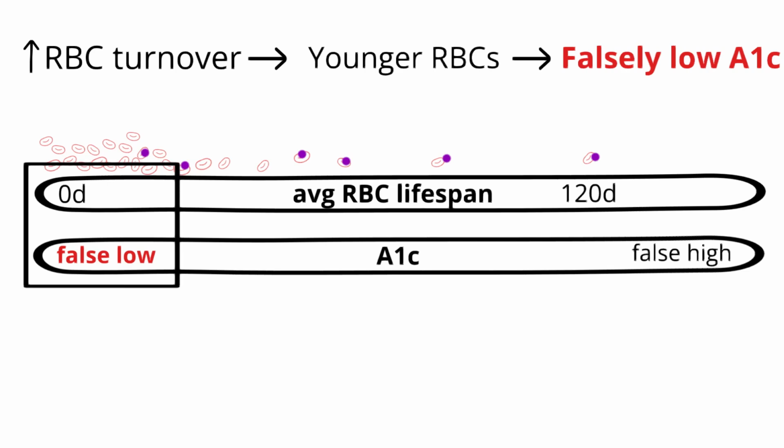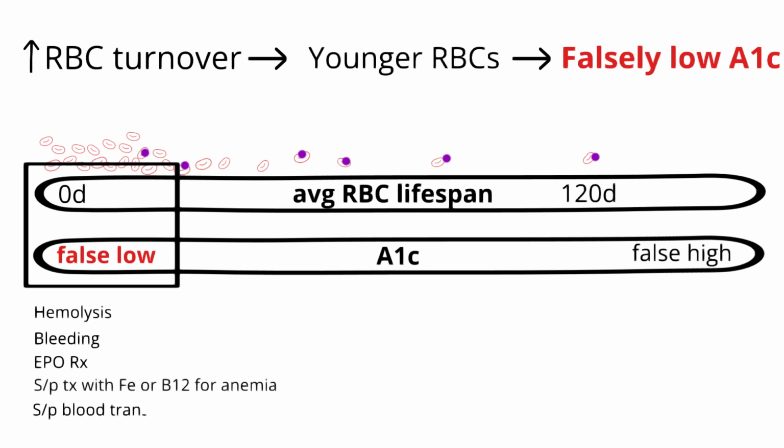What conditions might cause higher red blood cell turnover? Think about patients who are rapidly producing red blood cells to compensate for things like hemolysis or bleeding. In addition, patients who have gotten EPO recently, or patients who have been recently treated with iron or B12 for anemia, are going to be making a lot more red blood cells, resulting in higher turnover, and that's leaving less time for glycosylation, which could lower the A1C. Or maybe the patient's had a recent red blood cell transfusion, and there has not been enough time for glycosylation with the new red blood cells from the transfusion.